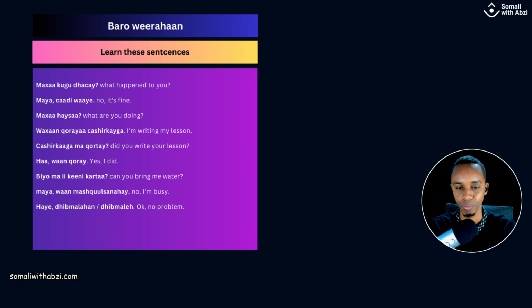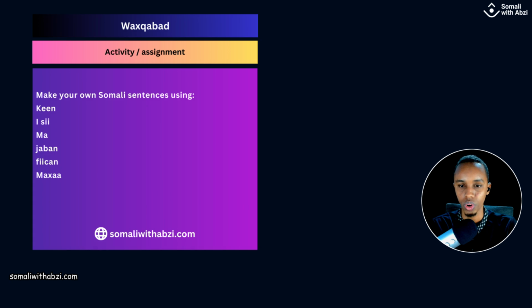Haye dhib ma leh. And now we are in the last section of our class, waxqabad or activity or assignment. So make your own Somali sentences using can, isii, question word ma, jaban, fiican, maxaa. Oh, so you're going to make questions and answers you made your own self. So use your brain, use your own things, or use your own thoughts, because now you just learned how you can make questions, how you can make answers. So always go with the short answer.